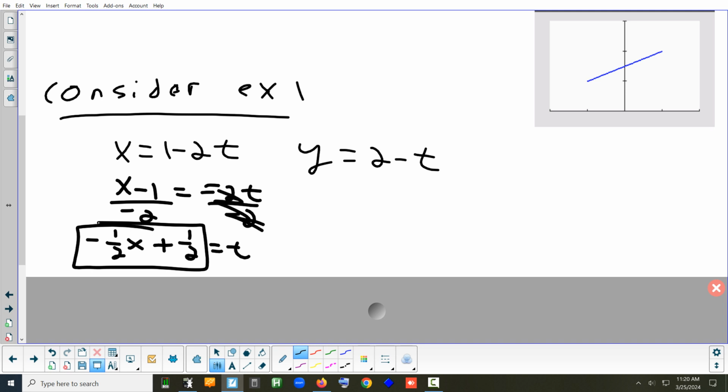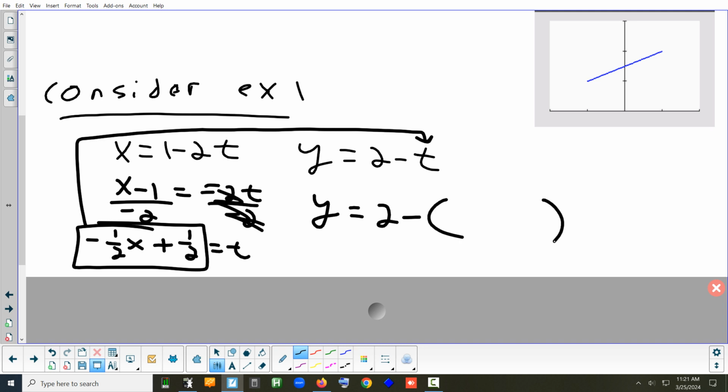Okay, that's the first step. So we got t by itself. Now what do you think we do? Yeah, you can plug that in. Plug that in for t right here, and that's how you eliminate the parameter. So we have y equals 2 minus, and now fill in what we just got for t: negative 1/2 x plus 1/2.